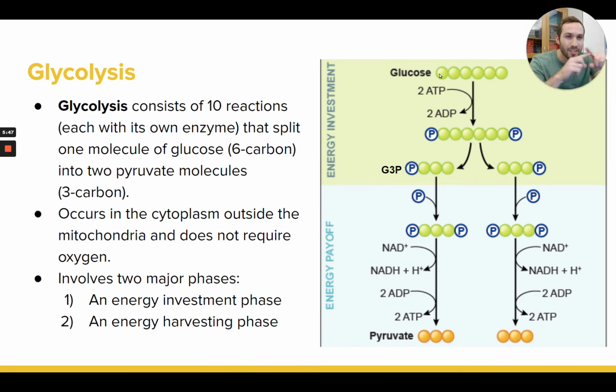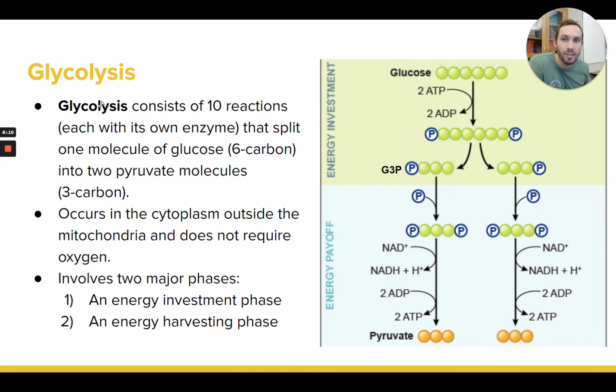And also glucose isn't linear. It's like a ring structure, but we're just going to keep track of the carbons. We're starting with 6 carbons in glucose. And ultimately what's going to happen during glycolysis is we're basically going to split glucose into 2 smaller molecules called pyruvate. Pyruvate is a 3-carbon molecule as represented by these dots here. And we're going to end up with 2 of them at the end of glycolysis.